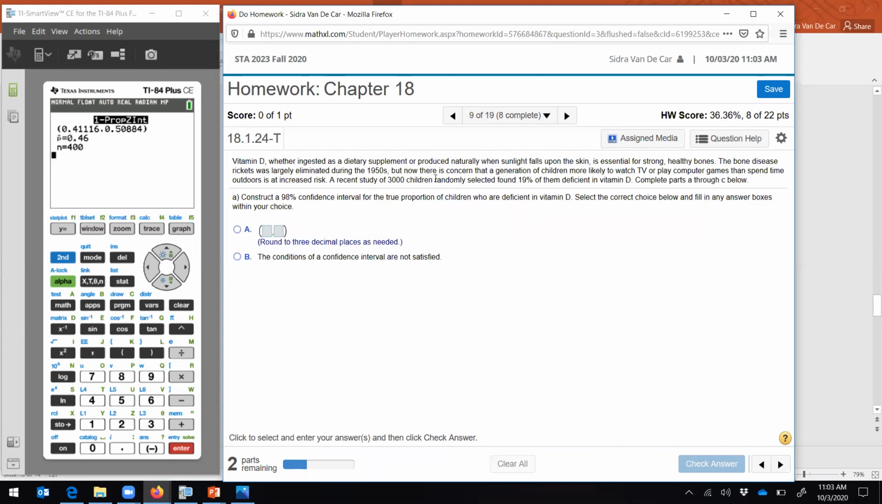Vitamin D, whether ingested as a dietary supplement or produced naturally when sunlight falls upon the skin, is essential for strong, healthy bones. Bone disease rickets was largely eliminated in the 1950s, but now there's a concern that a generation of children more likely to watch TV or play computer games than spend time outdoors is at increased risk. Okay, a recent study of 3,000 children randomly selected found 19% of them deficient in vitamin D.